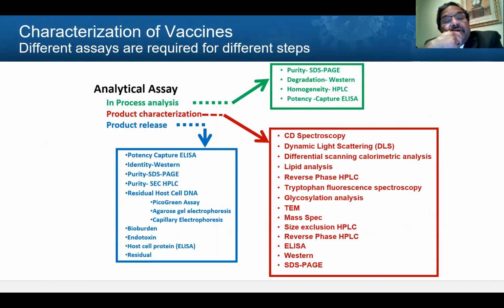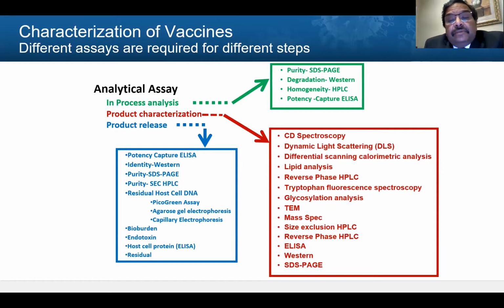For characterizing the product, we perform in-process testing. In the in-process testing, we normally focus on doing SDS-PAGE or determining the purity. We also look at the degradation profile and how the product is becoming more pure with the later stage processes. So we look at the homogeneity, and we also look at the potency by doing an ELISA.